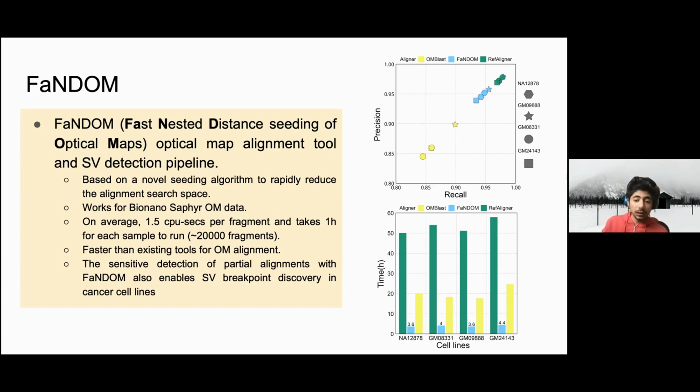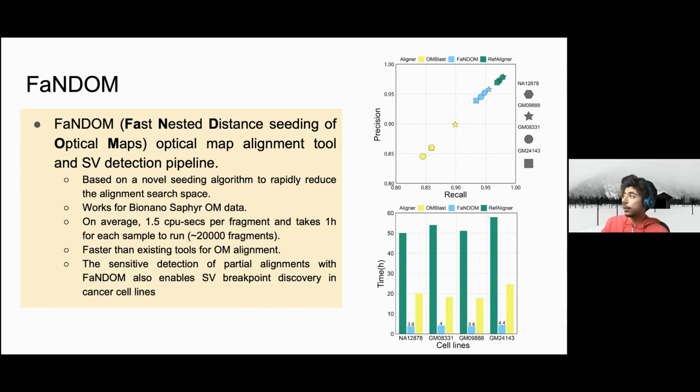But it is not trivial to designate an alignment as correct or incorrect. So for detecting the true alignment, we aligned all these molecules with these three tools, and then we applied the majority rule. If an alignment is reported by at least two tools, we assume it is true.